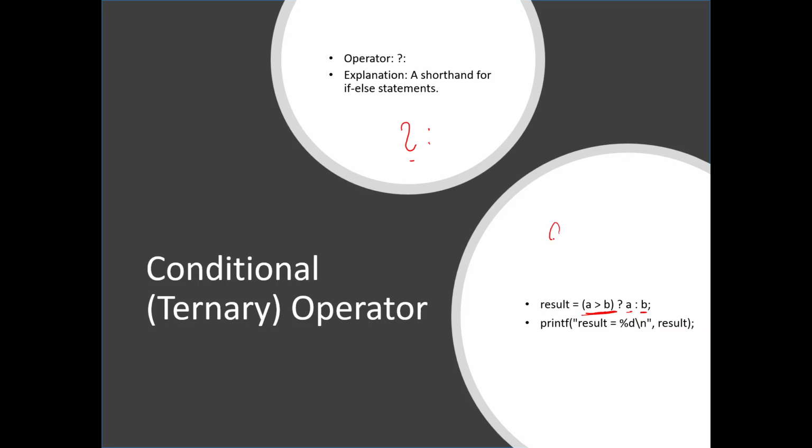For example, if I have a equals to 10, b equals to 5, let us check whether a is greater than 5. Is it true or false? True. So the value of a will be stored in result. What is the value of a? It will print 10, right? If my value of b is 15, what will happen? Here this will return false, so result saves the value of b. So if it is true, store the value 10. If it is false, store the value 15.